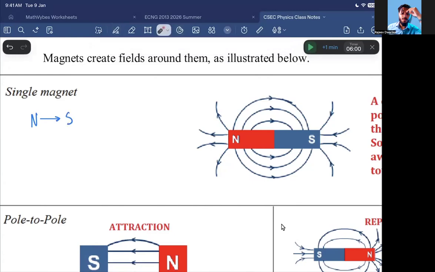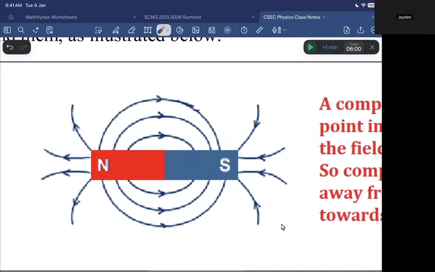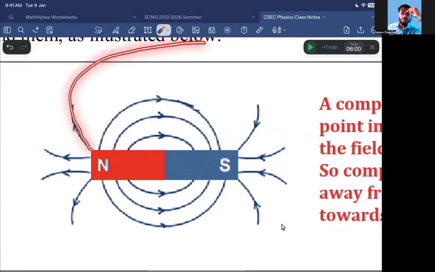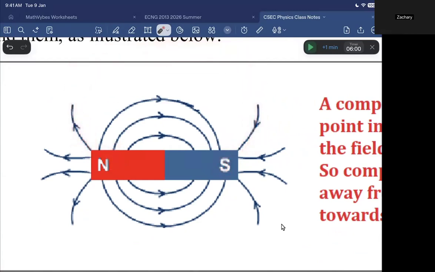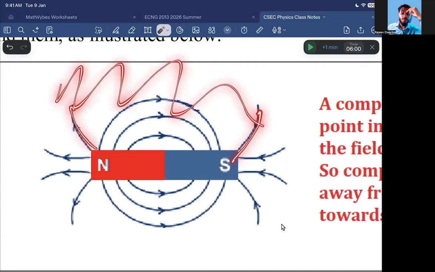So you can see it for yourself. Watch. North to south, north to south, north to south. If you were to continue this over here, you would see it. Don't let this confuse you guys. They just cut out the top part over here.